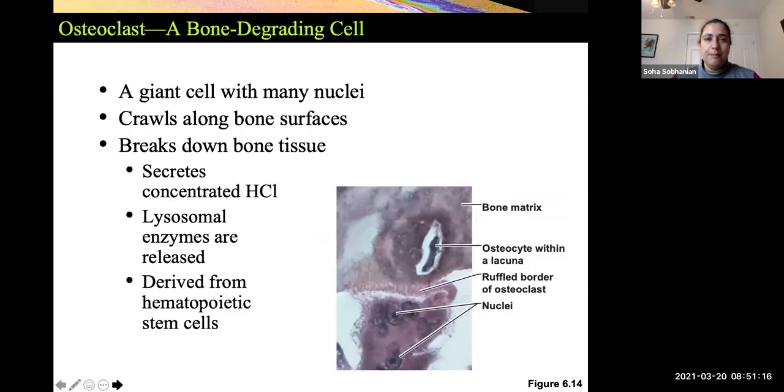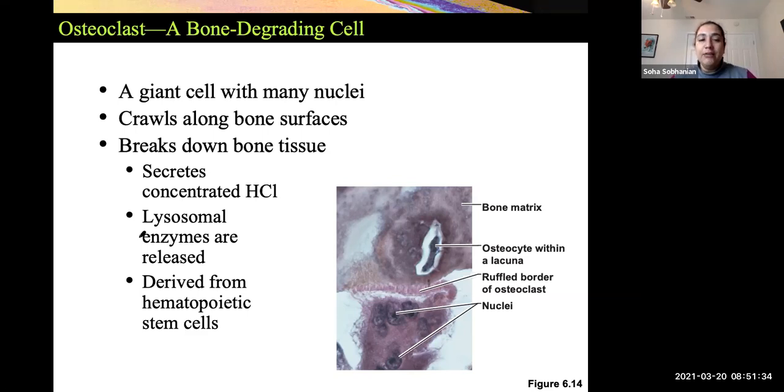Okay. Here's a picture of the osteoclast cell. Again, we said osteoclasts are larger than your osteoblasts. They are not bone tissue. They can actually be identified as blood cells.